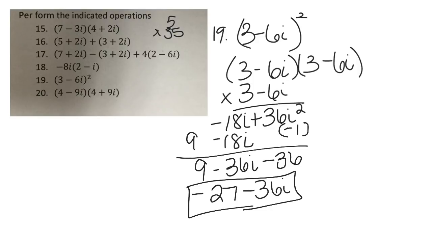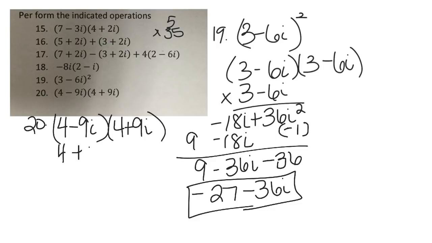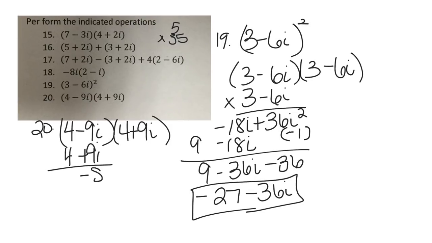And lastly, number 20, 4 minus 9i times 4 plus 9i. So let's put 4 plus 9i underneath, and I get minus 81i squared. 9i times 4 gives me 36i. And 4 times negative 9i is minus 36i. And then 4 times 4 is 16.